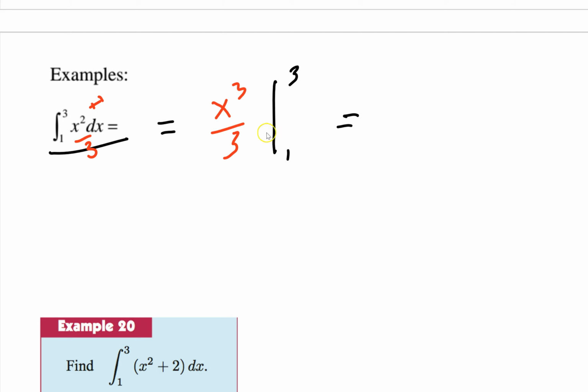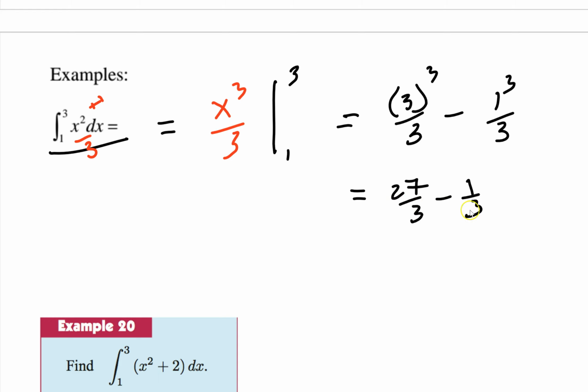Now remember that the fundamental theorem of calculus says it's top minus bottom. So we're going to plug in 3, minus plugging in 1 to the whole thing. And that's how we're going to do limits. Once you do this, you take the power, so 27 over 3 minus 1 over 3, and I get 26 over 3. That's it. That's how you do integration with limits.